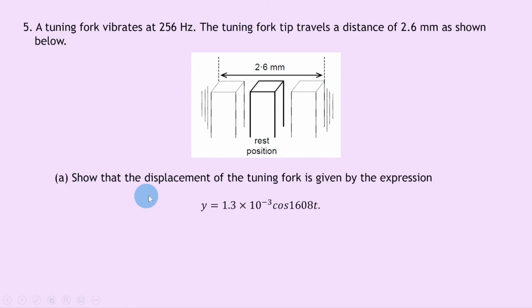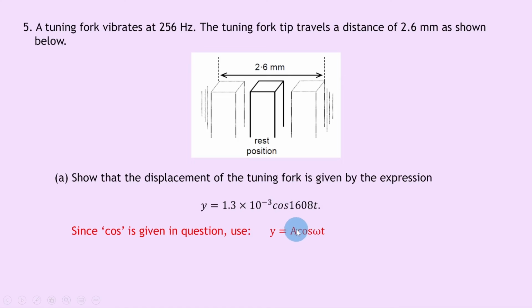Part A then says to show that the displacement of the tuning fork is given by the expression y equals 1.3 times 10 to the minus 3 cos 1608t. Well, first we need to realise that since cosine, or cos, is given in the question here, we need to use y equals A cos omega t as our expression for displacement.